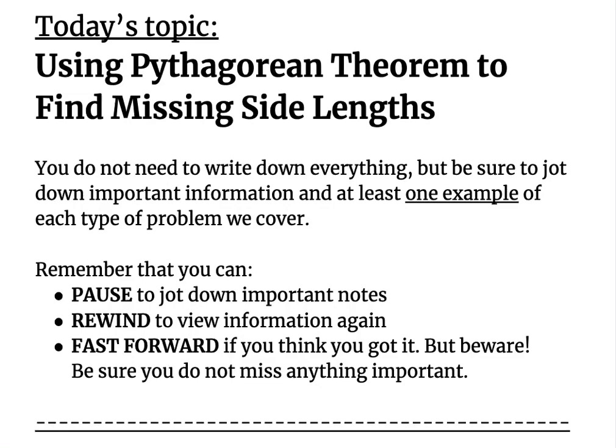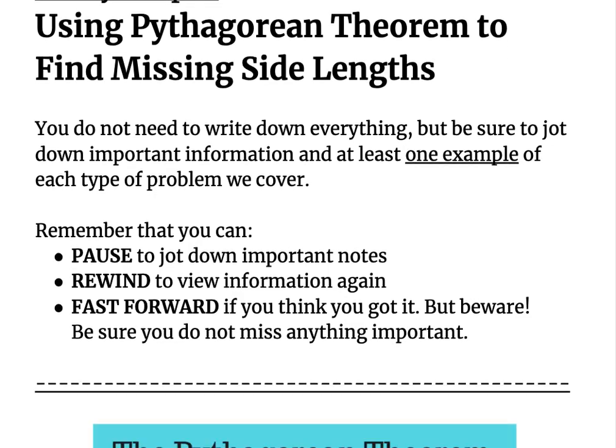Hi everyone, today we're going to talk about how you can use the Pythagorean theorem to find missing side lengths of a triangle. As a reminder, you do not need to write down everything that we'll cover in this video, but be sure to jot down important information and at least one example of each type of problem that we'll cover. Also remember, you can pause to jot down important notes, rewind to view information again, and fast forward if you think you got it. But don't fast forward too much that you'll miss out on something important.